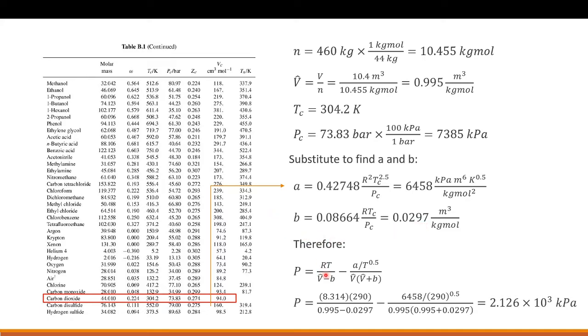Now we have R, we have T, we have V cap over here. We have B as well already, and we have A, which is this. Substitute all the values in as so to find that our pressure here is 2.126 times 10 to the power of 3 kilopascal.